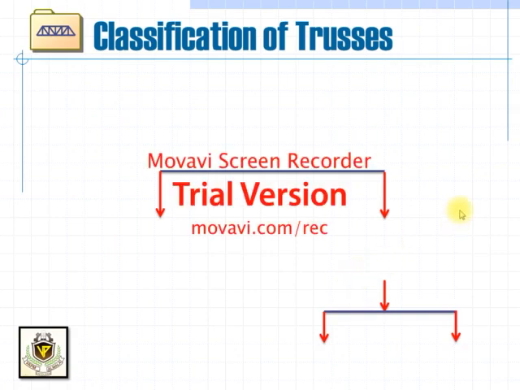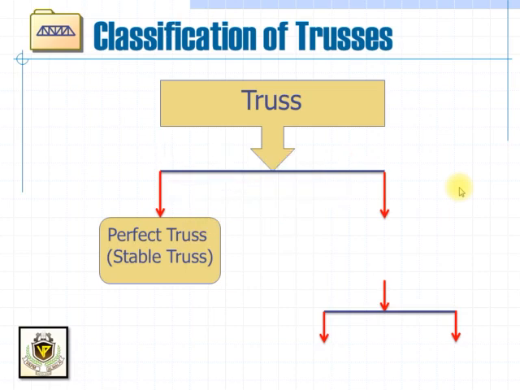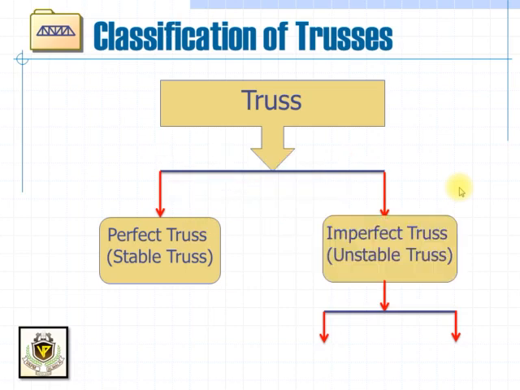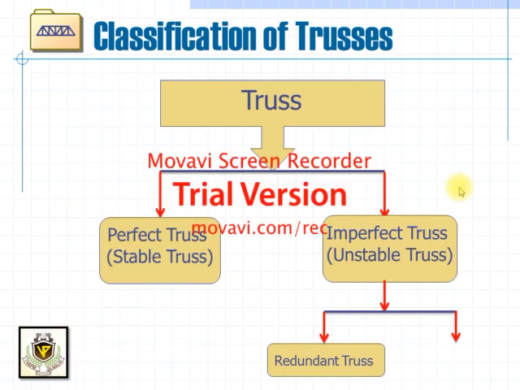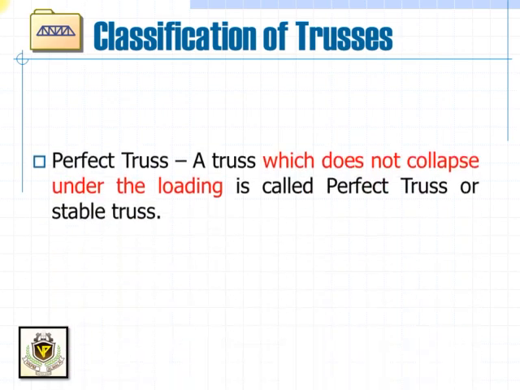Now, what is the classification of trusses? Trusses are mainly classified into two types: perfect truss, which is also called stable truss, and imperfect truss, which is also called unstable truss. The imperfect trusses are again classified into two types, that is redundant truss and deficient truss. Now, detailed classification of trusses.